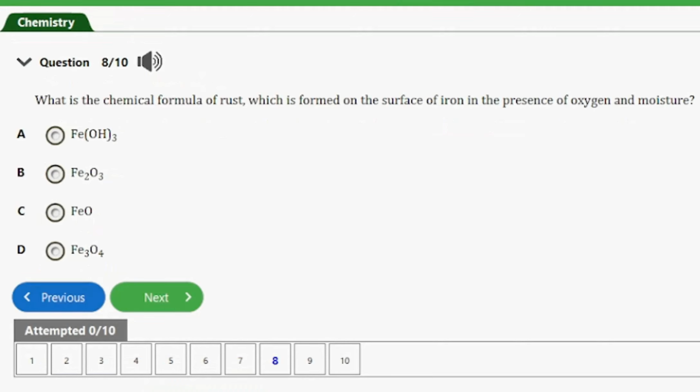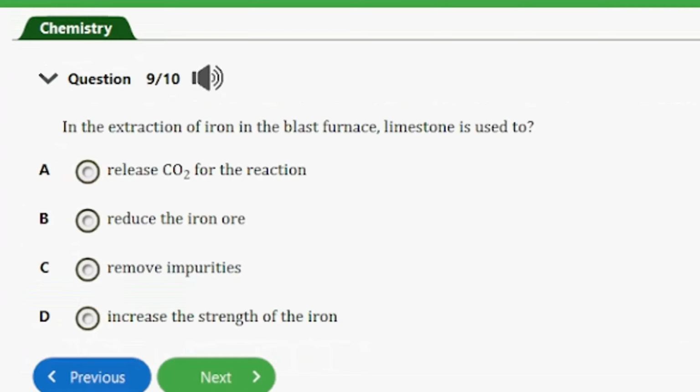Question number 8. It says, what is the chemical formula of rust, which is formed on the surface of iron in the presence of oxygen and moisture? So we have Fe(OH)3, Fe2O3, FeO, Fe3O4. So guys, rust is actually a reddish brown compound that forms on the surface of iron in the presence of oxygen and moisture, and this compound has the formula Fe2O3, indicating the presence of 2 iron atoms and 3 oxygen atoms in the compound. So that's it for that question, and that's option B. So let's go ahead and look at the next question.